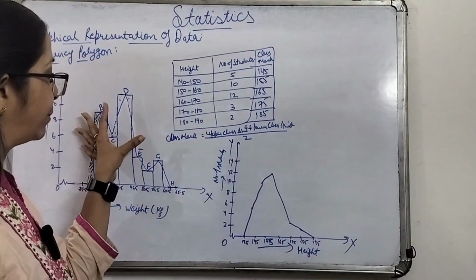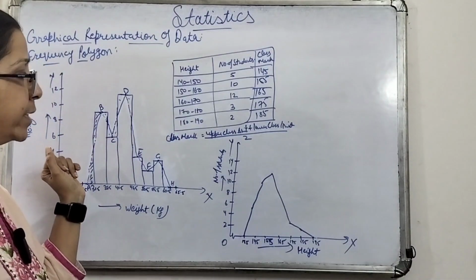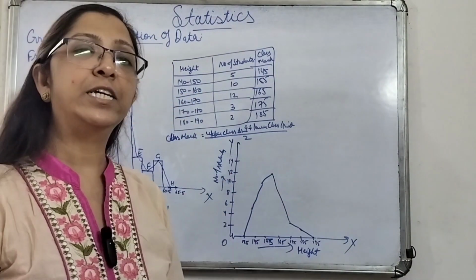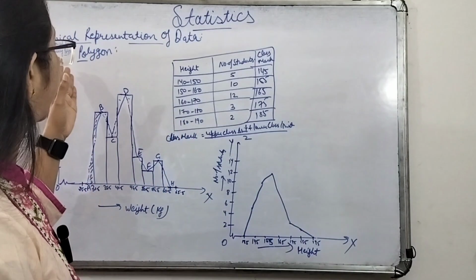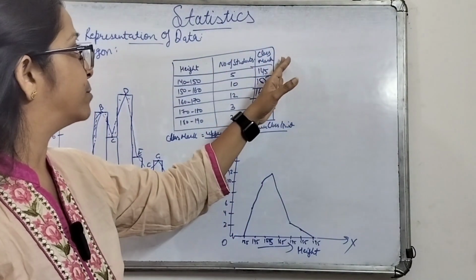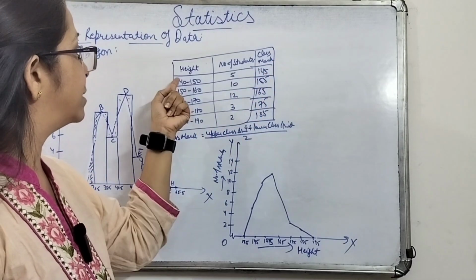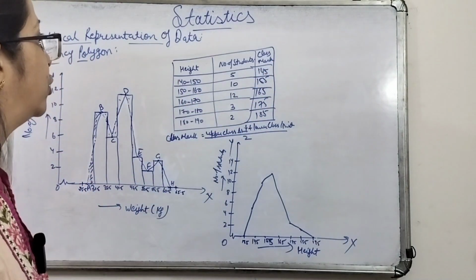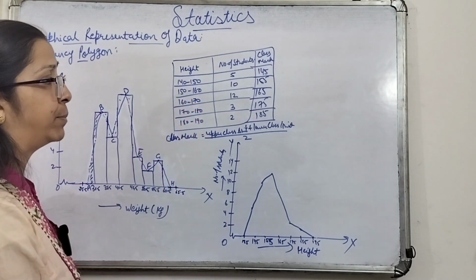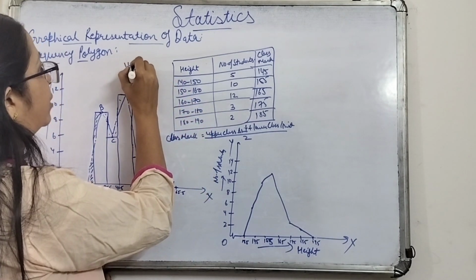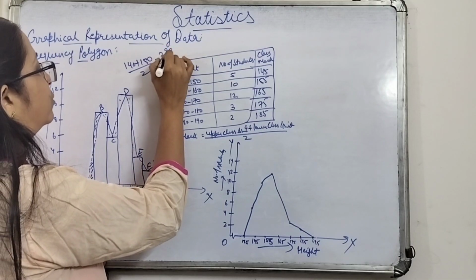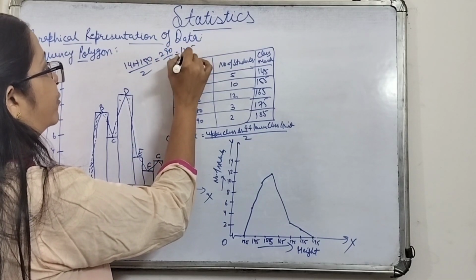So using histogram, even we can make the frequency polygon, and even without making histogram we can make the frequency polygon. In that case we have to find the class mark. Class mark we can get by upper class limit plus lower class limit divided by 2. For this class interval, 140 is the lower class limit, 150 is the upper class limit. So 140 plus 150 by 2 will be 290 by 2, that is 145.